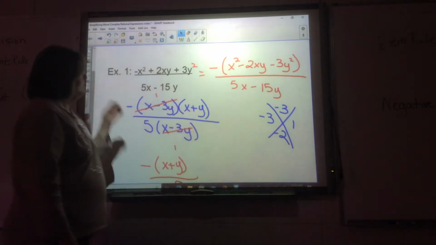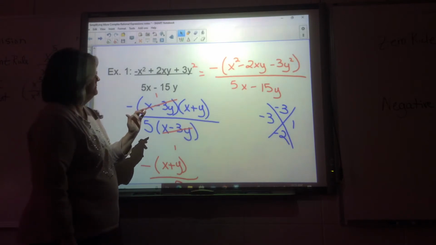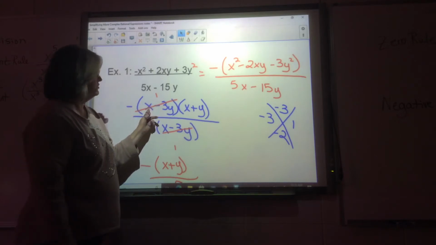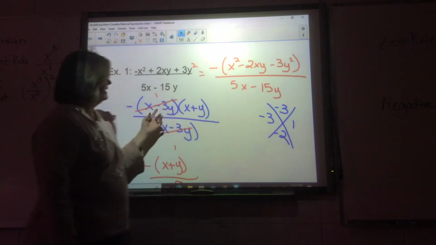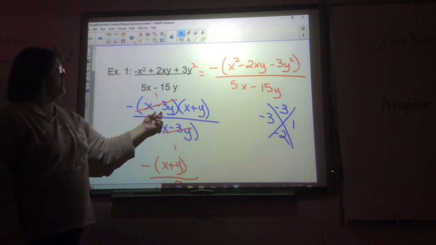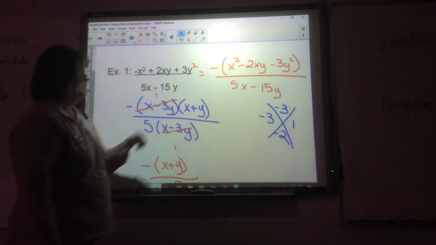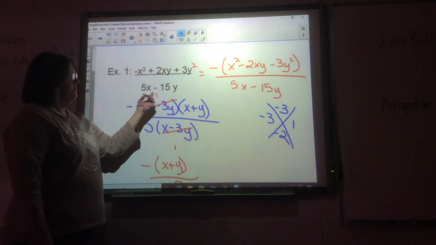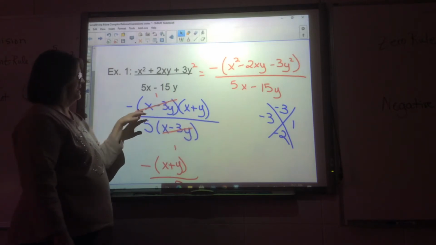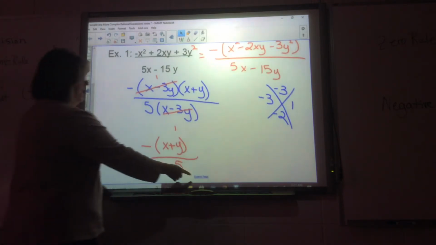Now, when you come over and you factor, you have x minus 3y. The first term is x, because you didn't need to multiply by anything. And remember, this has a y squared, so you just tack a y with this. So x minus 3y and x plus y. This 1 means 1y. So x plus y. In the denominator, you have a GCF of 5, so you've got x minus 3y left over. The x minus 3y cancels, and you're left with negative x plus y over 5.